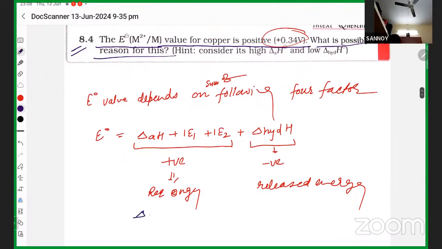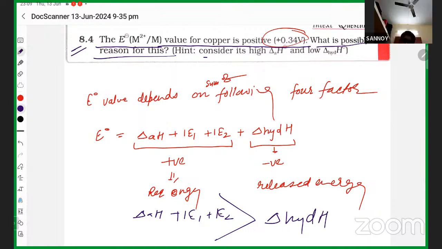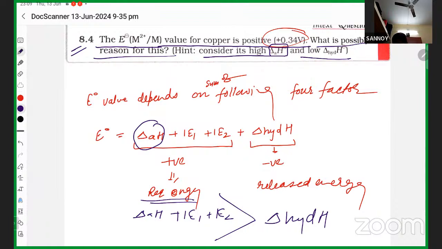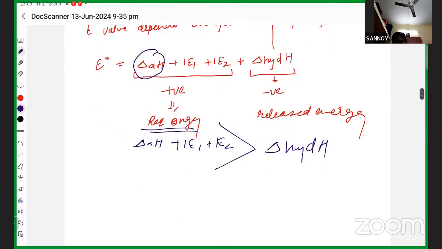Means what? The enthalpy of atomization plus IE1 plus IE2 will be higher. These positive values are higher than the enthalpy of hydration. Consider it's high enthalpy of atomization and low hydration enthalpy. So these values are high positive, na? So the enthalpy of atomization is more, so this will come positive. Yes or no? Understood. Write down this one.